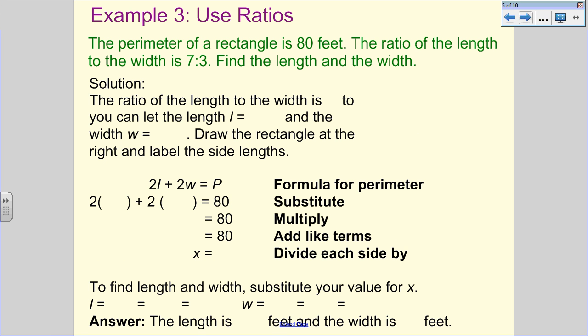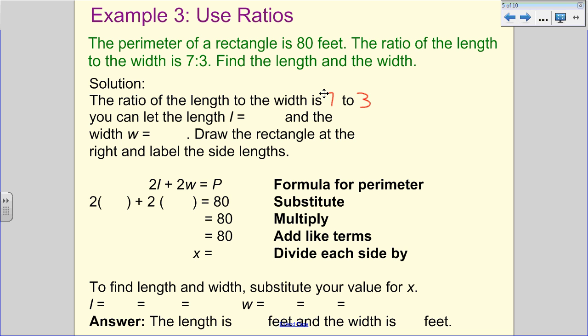All right, we're going to use ratios again. We could do examples all day long. You will get a chance to do some practicing on your own. So the perimeter of a rectangle is 80 feet. The ratio of the length to the width is 7 to 3. Find the length and the width. So the ratio of the length to the width is 7 to 3.